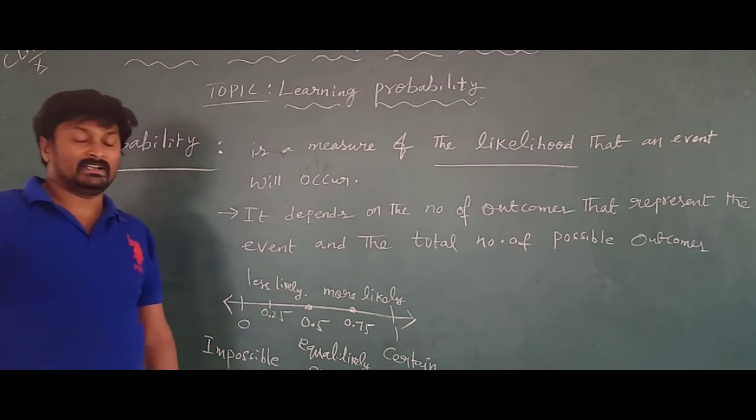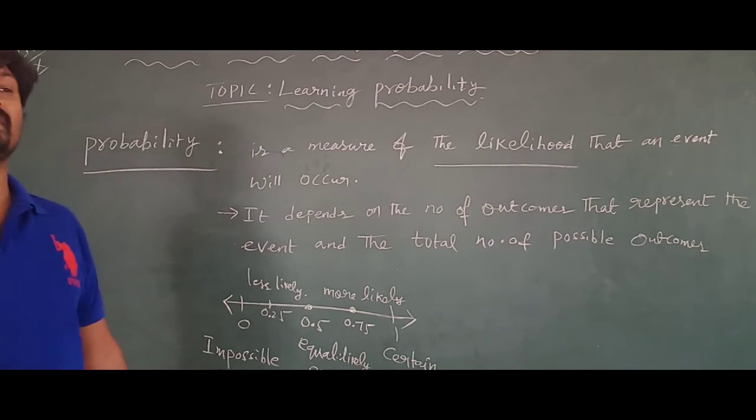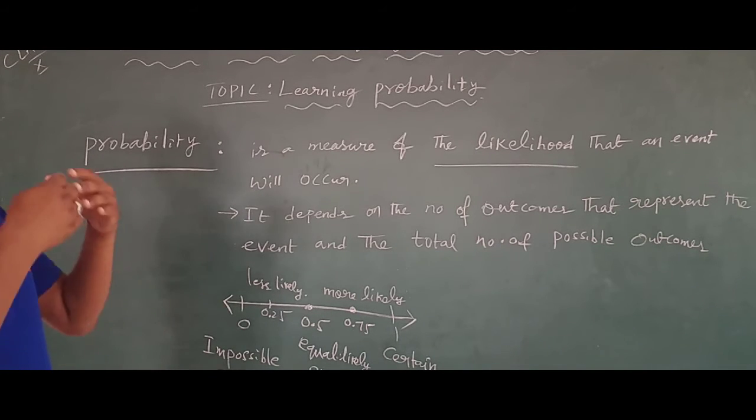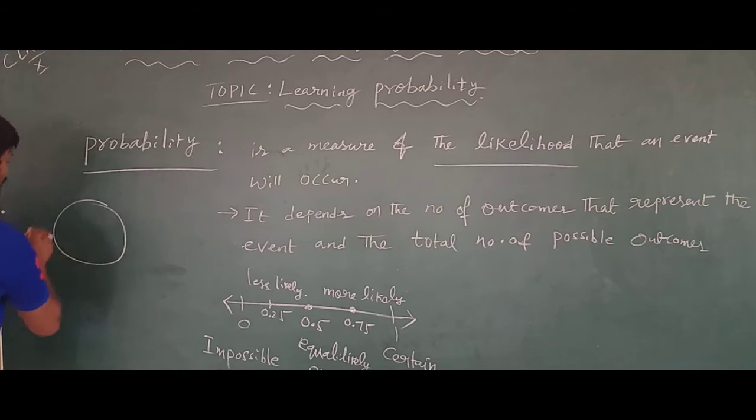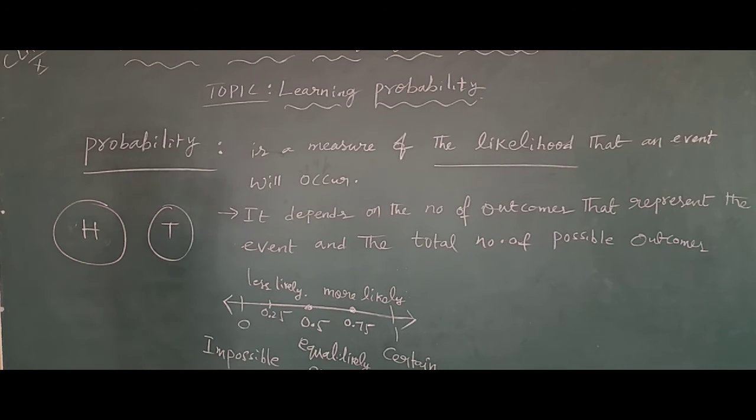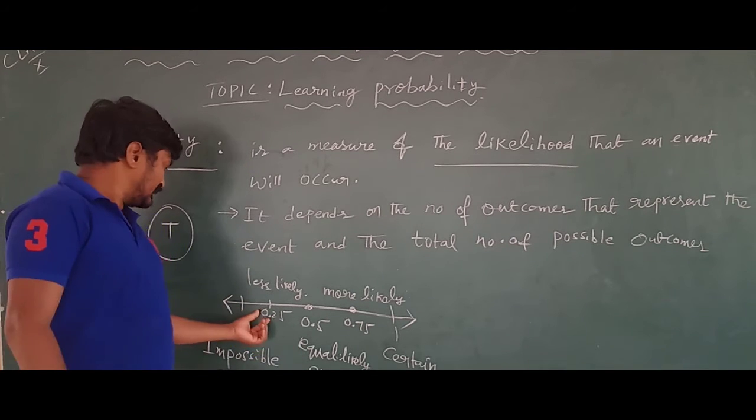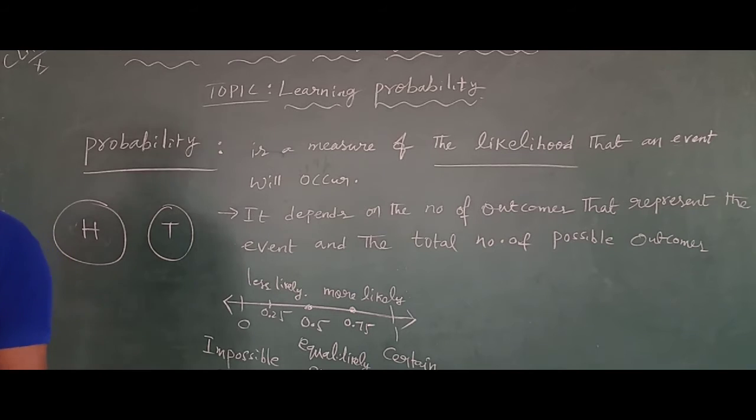Equally likely events are like tossing a coin. We may get a head or a tail. I'm not good with diagrams, so I'm writing H and T. One is head, one is tail. Only two outcomes are possible, so equal chances are there for both. That is an equally likely event. I hope you all understood what is an impossible event, an equally likely event, and a certain event.